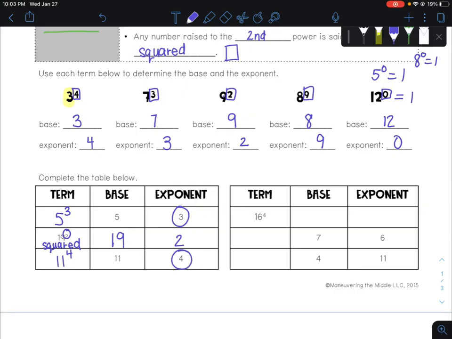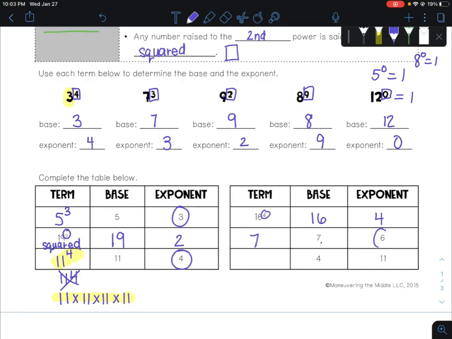Now be very careful if you write it and it looks kind of like this. That looks like 114, which is very different than saying 11 times 11 times 11 times 11, which is what this means. 11 times itself 4 times. Okay? So not the same. Be very careful when you're writing. 16 to the 4th power would be 16 and then 4.